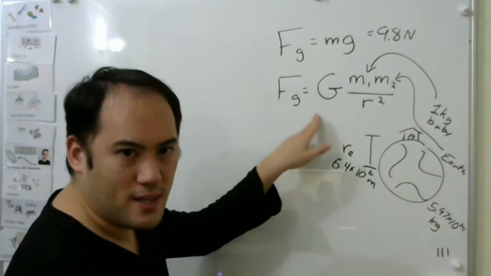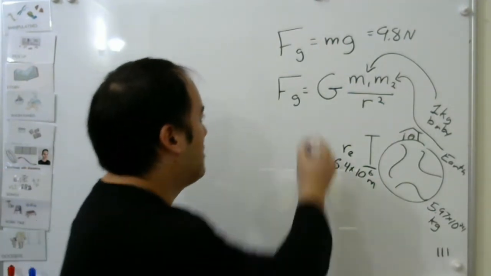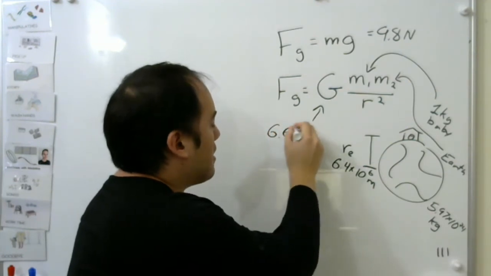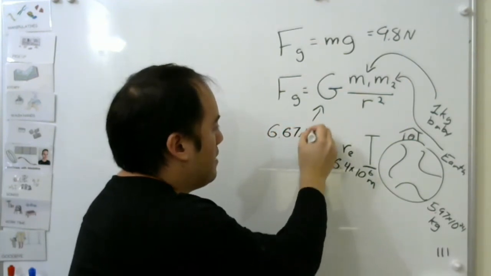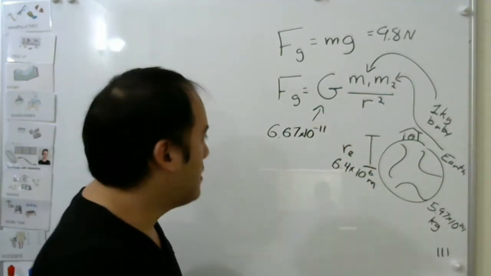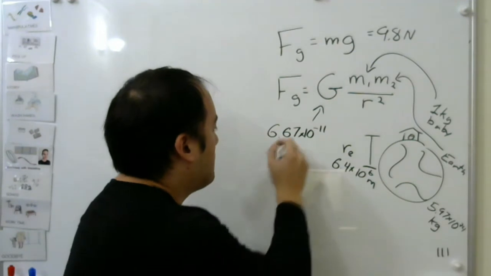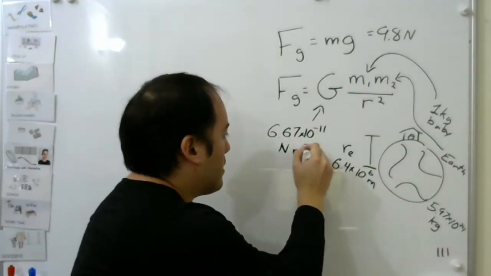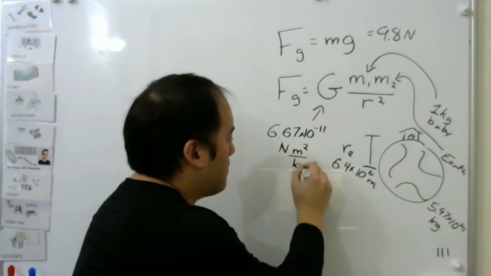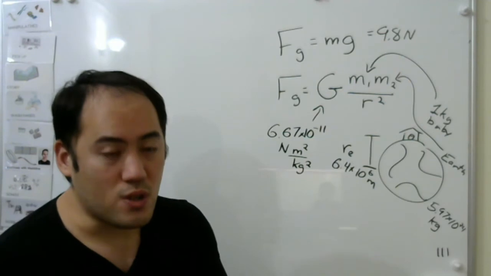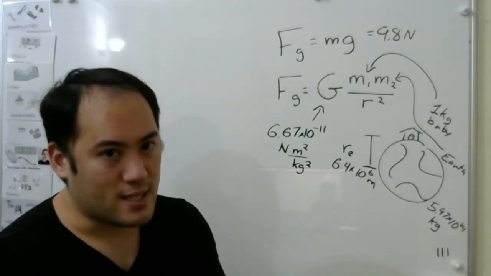Okay, we're missing one big thing. 6.67 times 10 to the negative 11th power. Wow, very small number. Newton meters squared per kilogram squared. This is a very fancy value. It's called the universal gravitation constant.